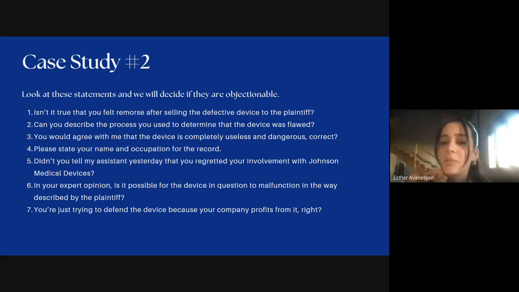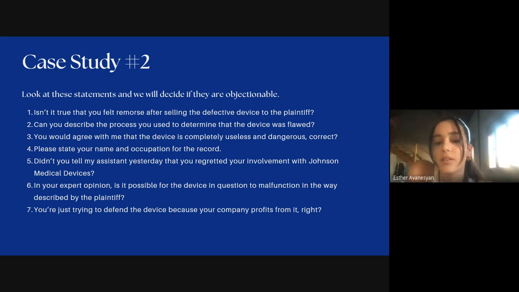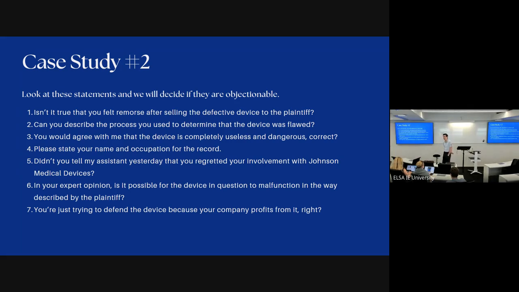Can I ask something? What's the difference between leading and argumentative? Because in both cases, you're suggesting the answer in the question. Leading is more about the technicality of suggesting the answer. It's the way that it's phrased. Argumentative is more of an accusation. Okay. That's the difference between suggestion and accusation.